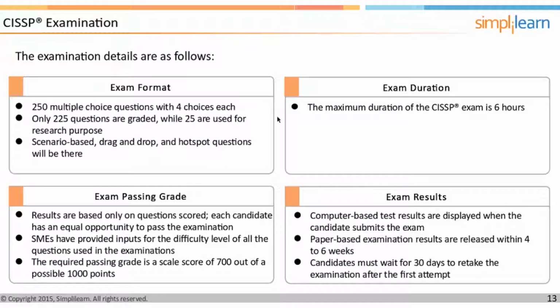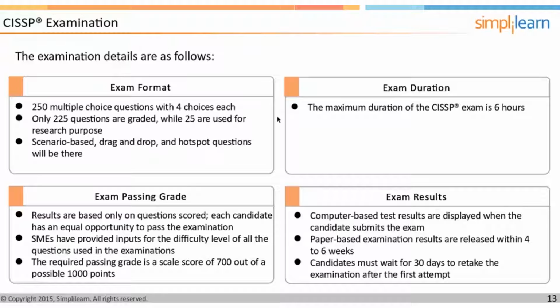The passing grade: the 225 questions which are graded are based on the difficulty level of the question, so some questions may be graded a little higher than others. A person needs to score at least 700 out of a possible 1,000 points. That's a passing grade. If you pass, they will not tell you the score, they'll just say congratulations, you passed. But if you have failed, then they'll let you know your score was 652 or whatever that score is.